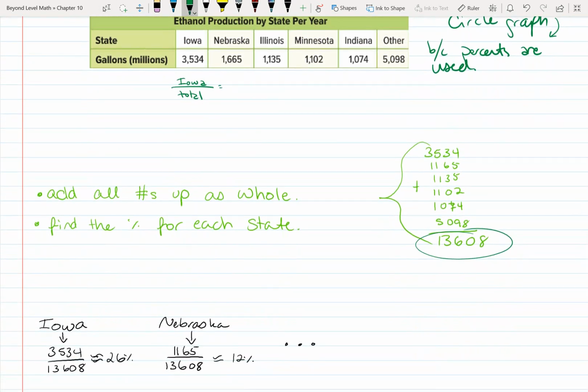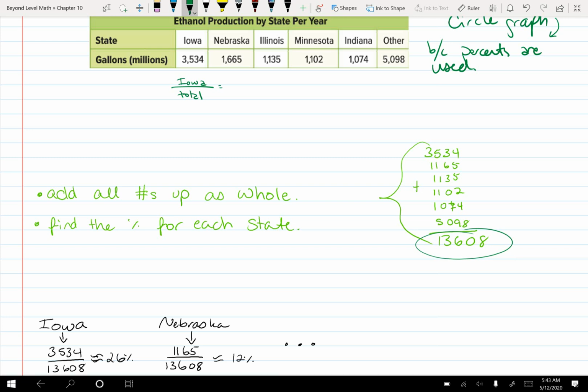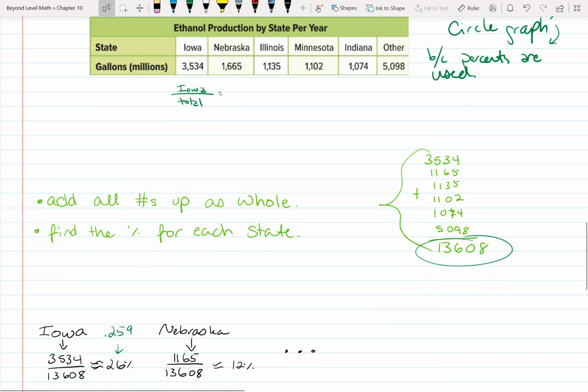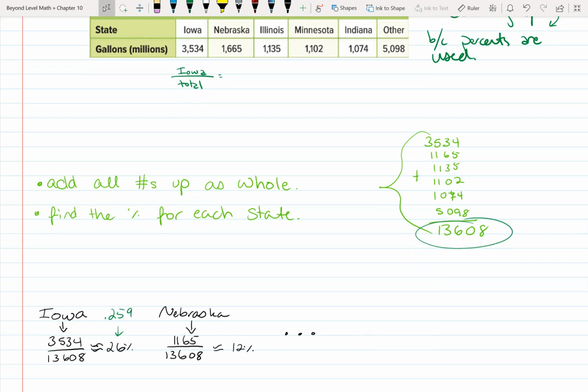So 0.26, right? So if we actually do that, it's 3,504 divided by 13,608. It is 0.2597, but since it's a percent, we need to round to the nearest whole. So instead of 0.259, it becomes about 26%. So you're going to find the percent for each of those. So Nebraska is about 12%. You would find Illinois by doing 1,135 divided by 13,608. And you would get a decimal and convert it to a percent.